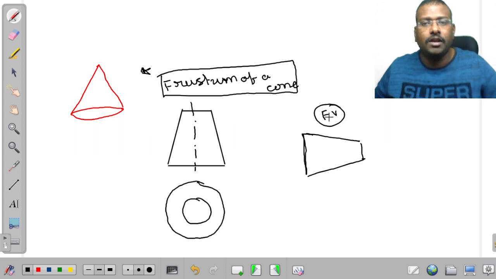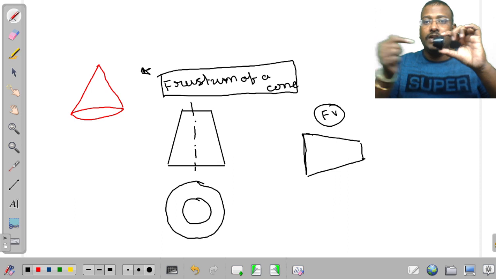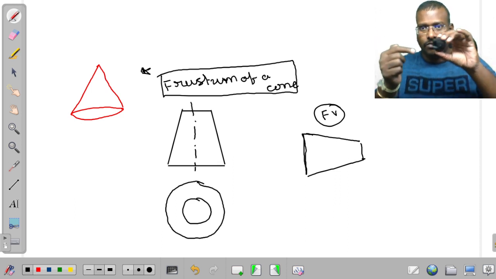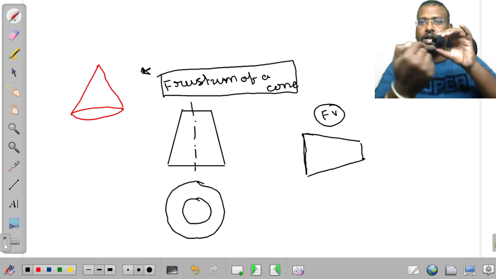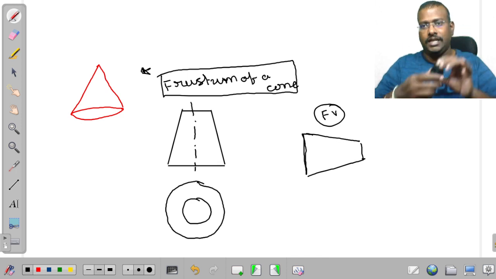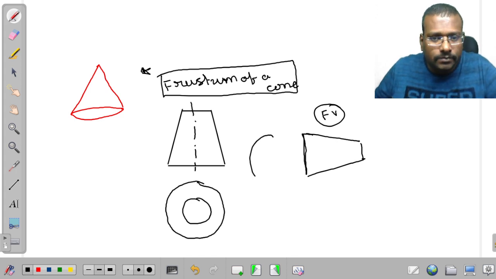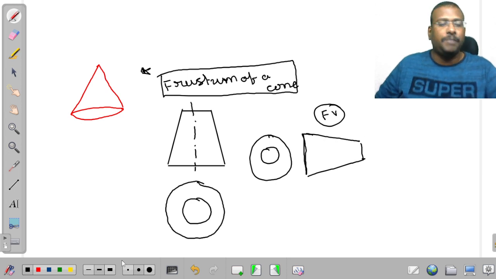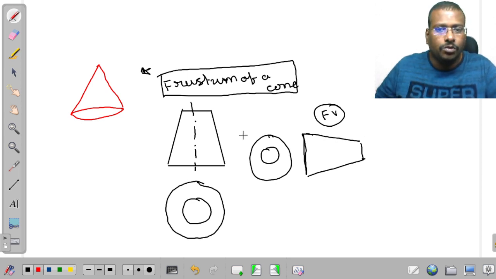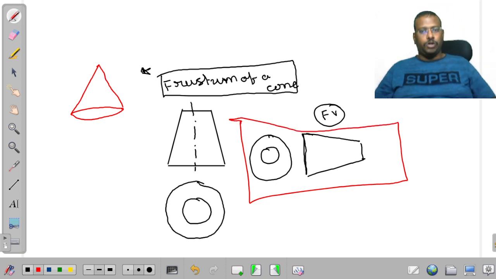So the frustum of a cone with axis horizontal is considered, and we will consider it as the front view. But I won't draw the top view, I will consider the side view. This is the side view. Am I right or not? If I rotate like this, this is the side view. How will the side view appear? It will appear as two circles. So this particular object is going to be used for the conventional representation of first and third angle projection.